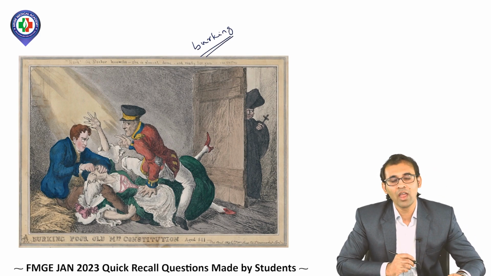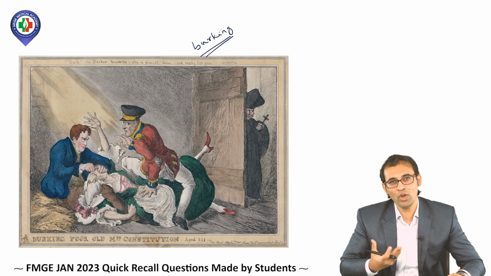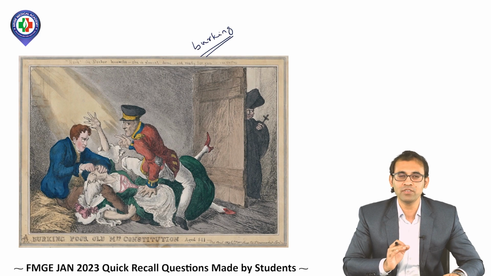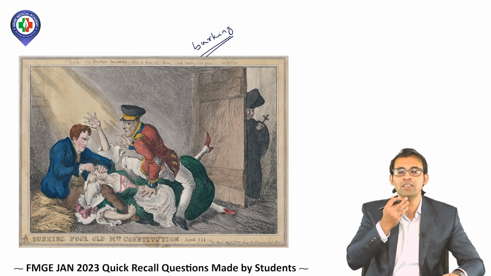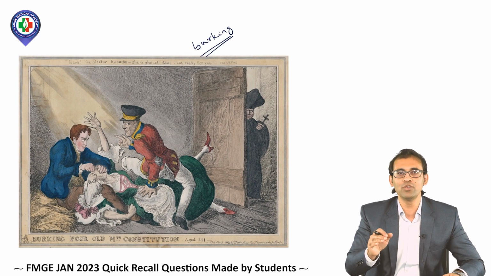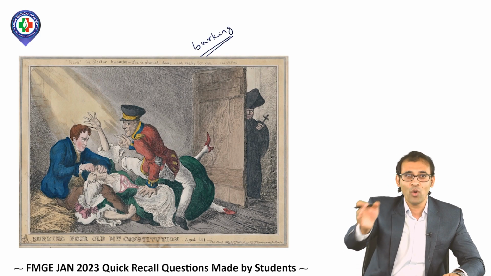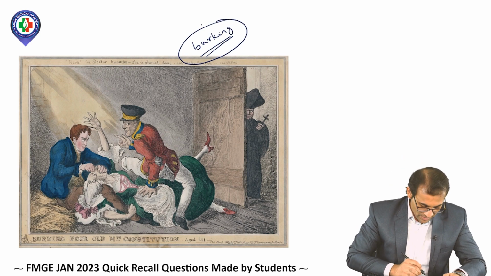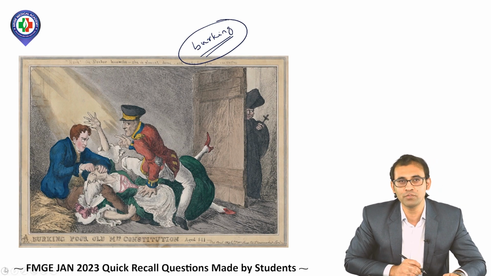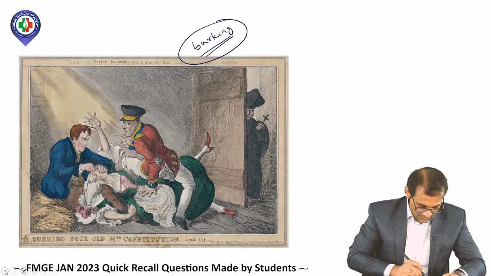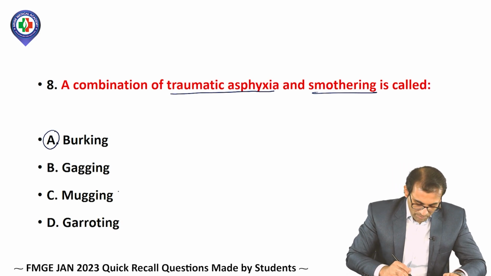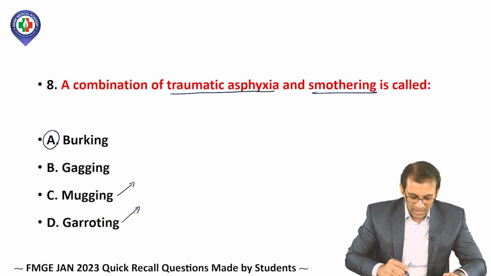Burke and Hare were two friends. Whenever they wanted to kill someone, they used to invite them and offer the person alcohol. When that person was about to lose consciousness, one friend used to sit over the chest and block his nose and mouth, and one friend used to pull the legs and drag around the room. So this was called the burking method of killing, a combination of smothering and traumatic asphyxia. Right? So the answer is burking. Now what is the meaning of mugging and what is the meaning of garroting?